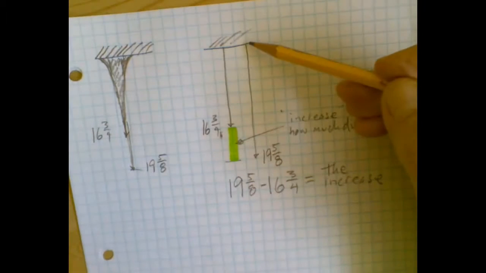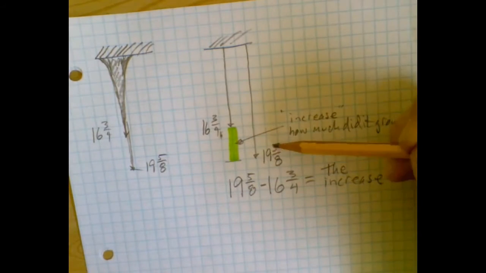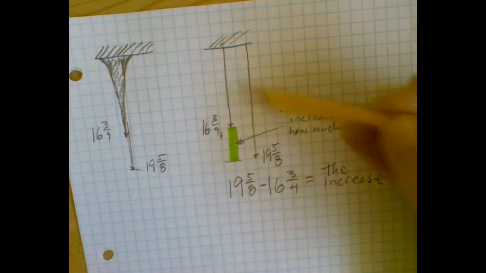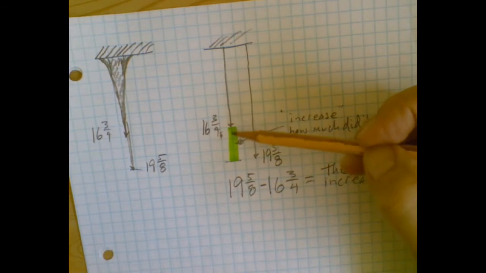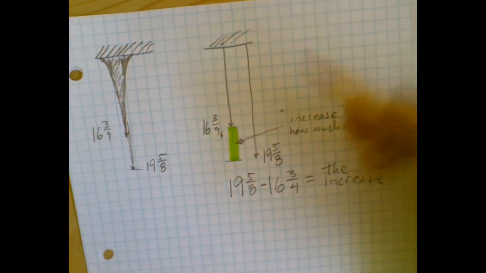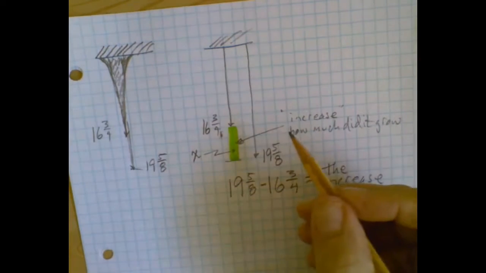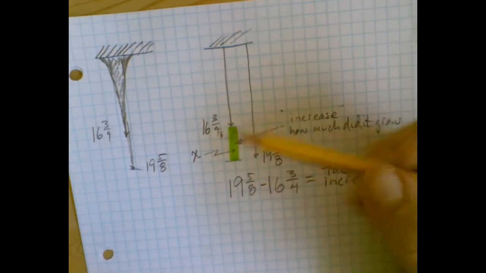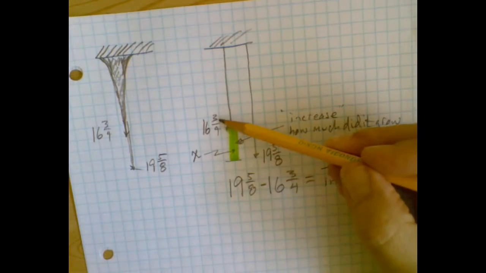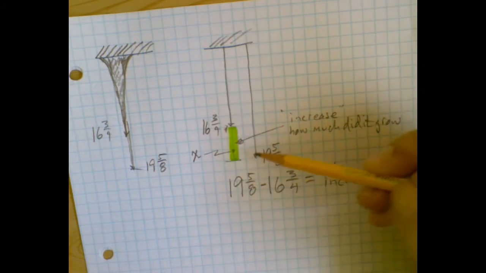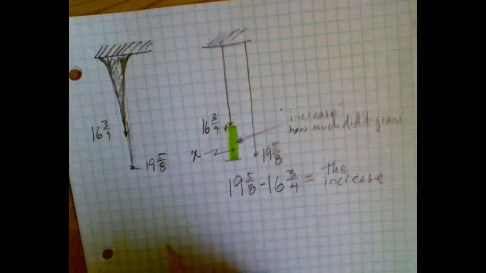Now my final length of my icicle is 19 5/8 inches long. Well, that 19 5/8 inches is what I started with plus this amount that it grew. Let's just call this x. I don't know what it is, but I know it's the amount that it grew. But I do know that what I started with plus how much it grew is the same thing as 19 5/8.